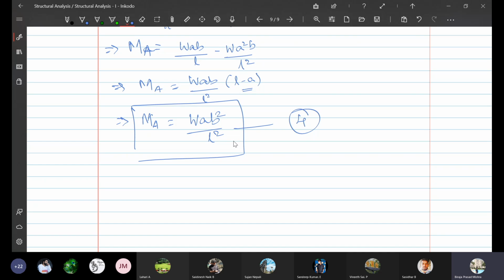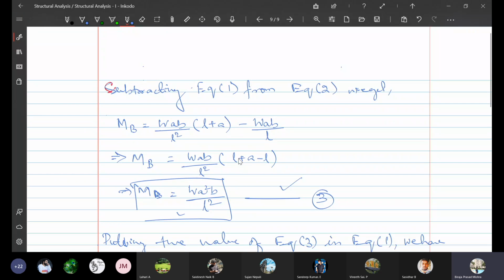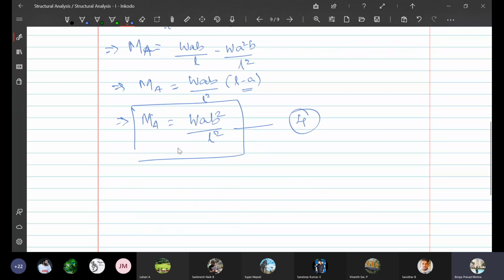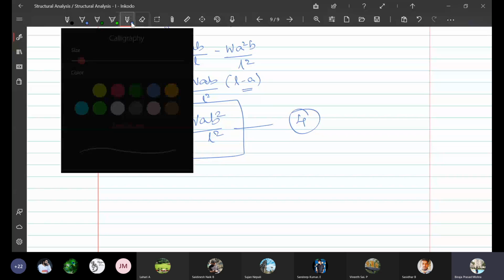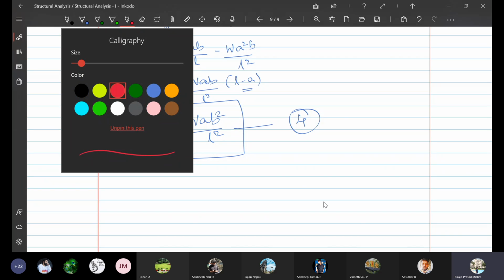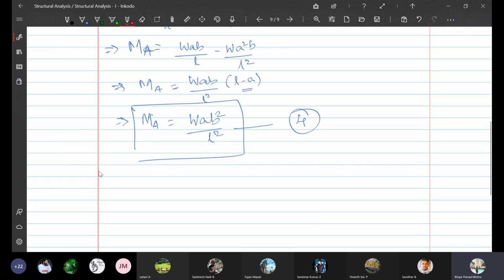So now we have found out the values of MB and MA, which are the fixed end moments. The next heading we can have is slope and deflection. Let's have the next heading. Based on the slope and deflection part, we will find out the deflection, that is y. So let us give the heading for this problem, slope and deflection.